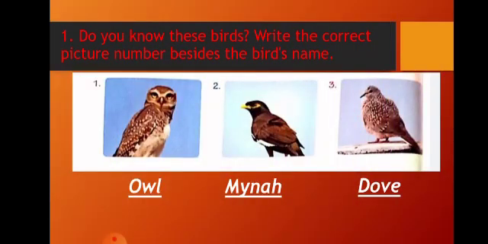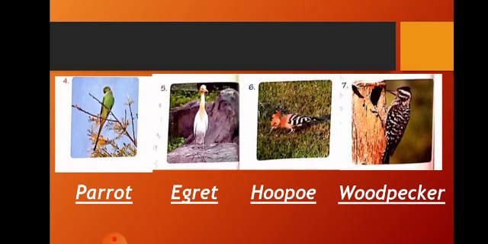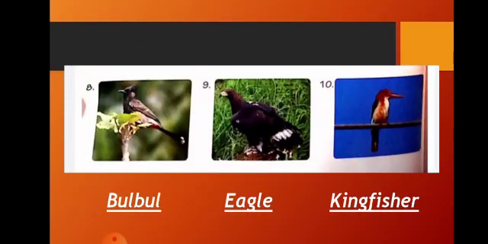The first question is, do you know these birds? Write the correct picture number beside the bird's name. Dear children, let's identify the birds first. The first one is owl. Second one is myna. Third one is dove. Fourth one, it is parrot. Fifth one, egret. Sixth one is hoopoe. Seventh one, woodpecker. Eighth, bulbul. Ninth one is eagle. And the 10th one is kingfisher.